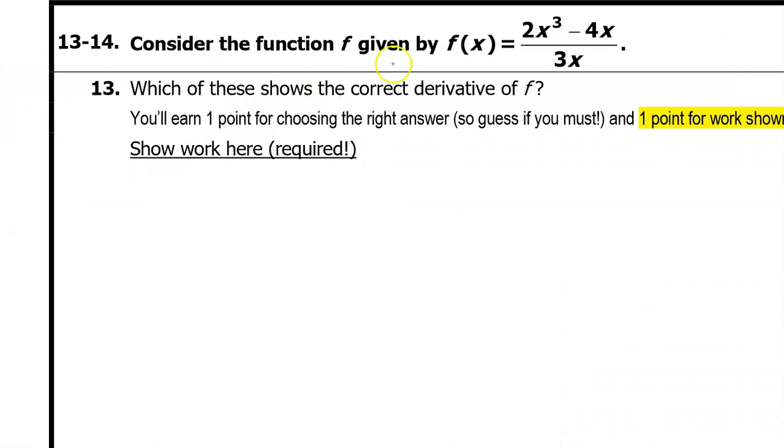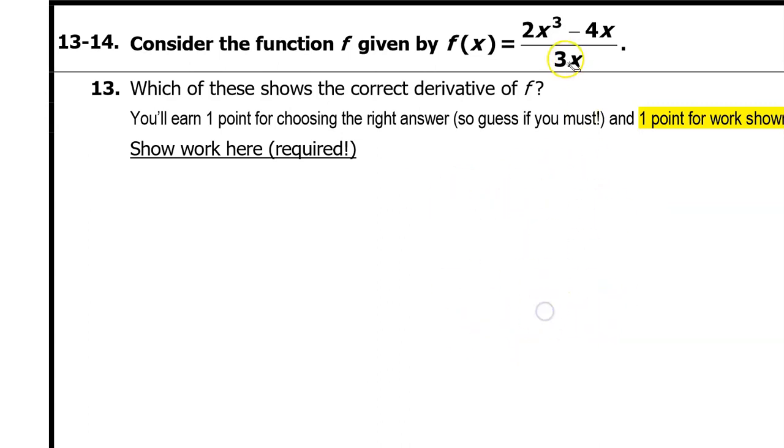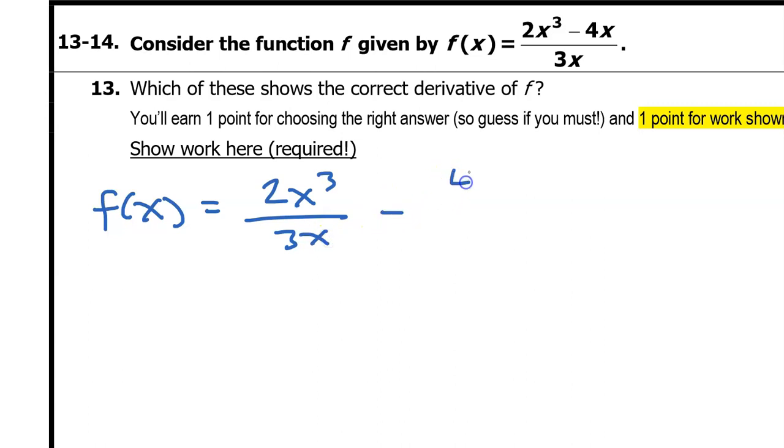For number 13, we're just taking the derivative of a function. We could use the quotient rule, but I think it would be simpler to rewrite this using the following strategy. If I have a plus b over c, I can write this as two separate fractions by doing a over c plus b over c. So I have a monomial of 3x, so I'm going to write that separately under each term. So f of x can be written as 2x to the third power over 3x minus 4x over 3x.